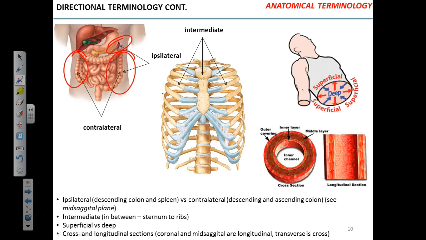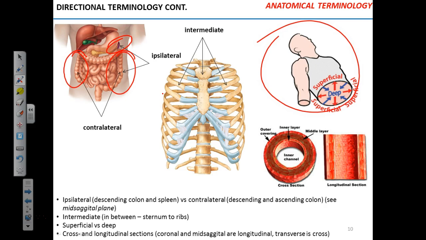Recall? Intermediate, in between. So, the sternum is intermediate to the ribs. Okay? The genitalia are intermediate to the coxal bones, for instance. The nose is intermediate to the eyes. Okay? Now, for some reason, that's the concept that causes some struggles.